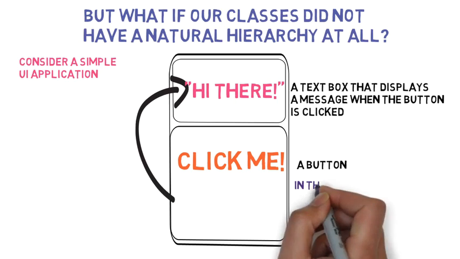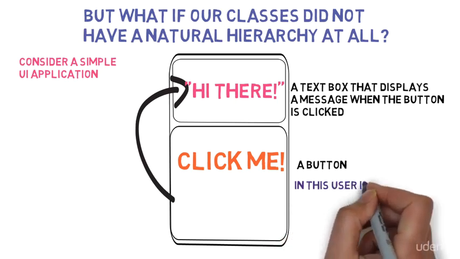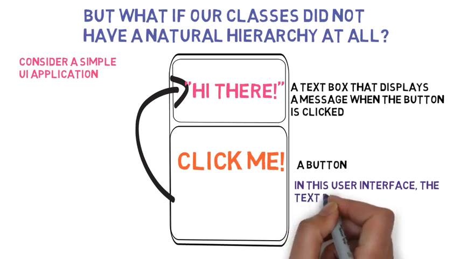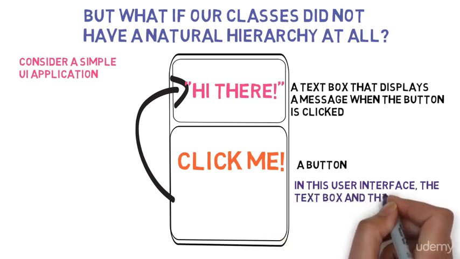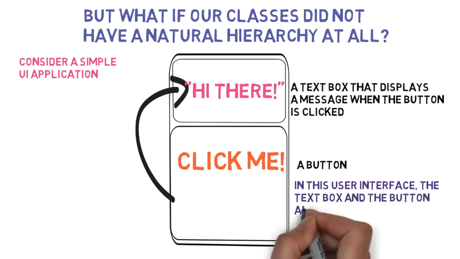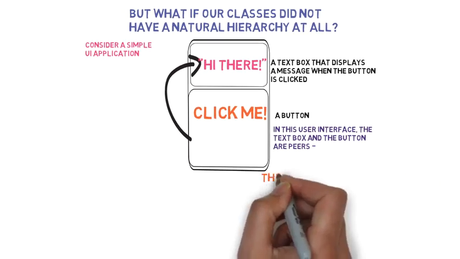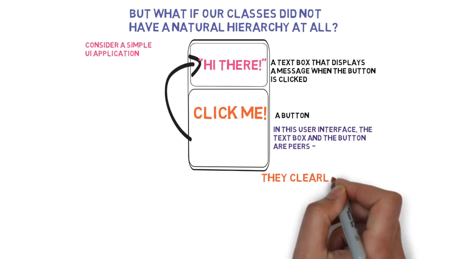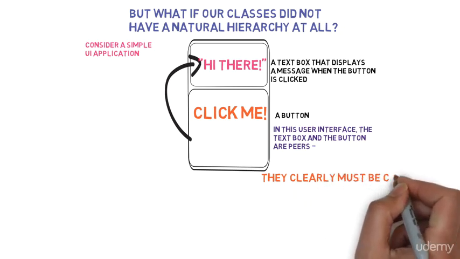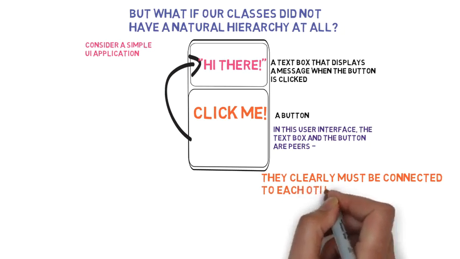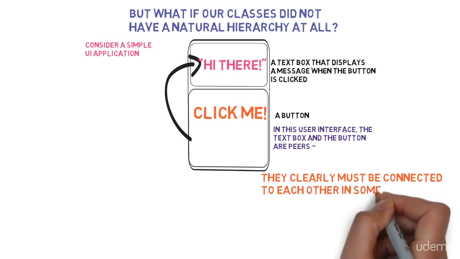In this user interface, the relationship between the display area and the button is basically that of peers. The text box and the button are peers. They are not really in a tree structure or anything like that. However, they clearly are connected to each other in some way. Because they are working together, they do have a connection.